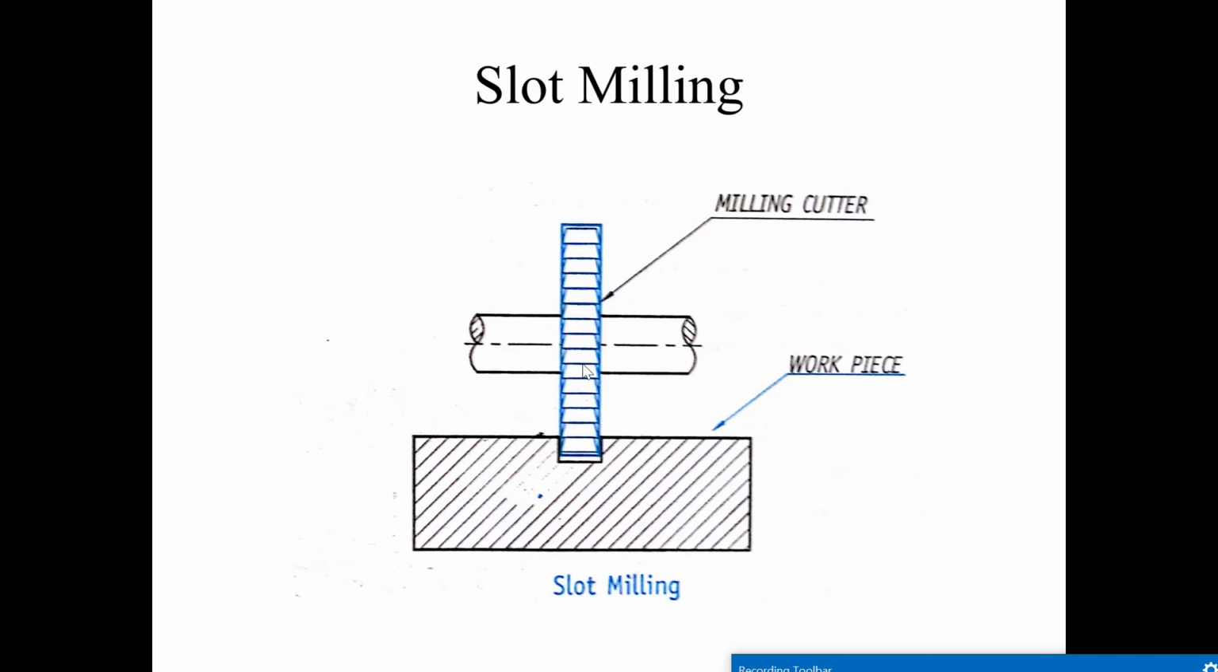Similarly, open slots and closed slots can be cut by using plane milling cutters and end milling cutters respectively. T slots and dovetail slots are cut by using special cutters in this slot milling operation. We can make a dovetail slot, and again we can cut different desired shapes based on the availability of the cutters. We can perform this slot milling operation.